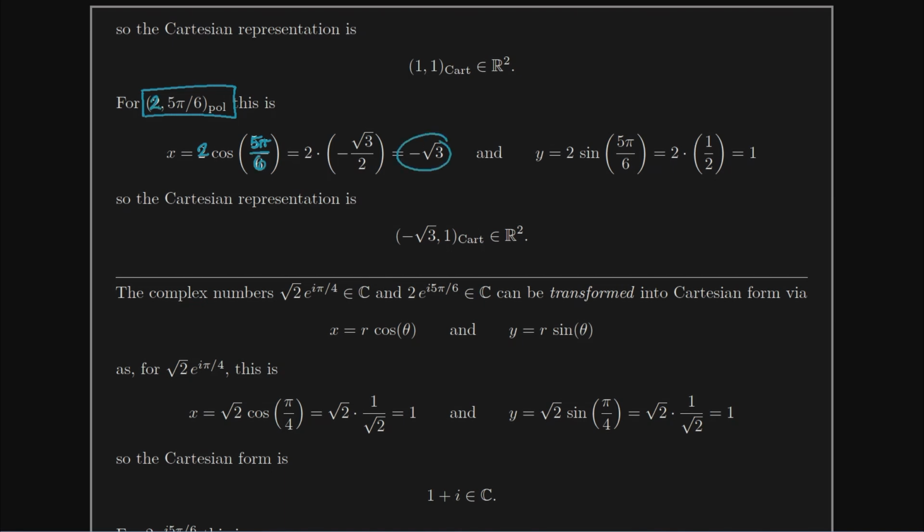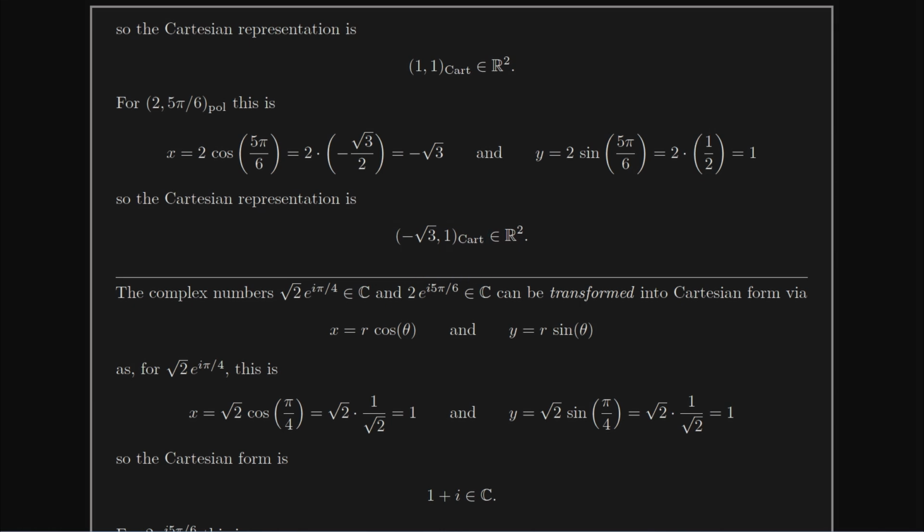If I plug the 2 in for the radius for the y-coordinate, and 5 pi over 6 in for the angle measurement, I end up with 2 times 1 half, which is 1. So my Cartesian point is negative root 3 comma 1, and that's going to be the equivalent of the point 2 comma 5 pi over 6 in polar.